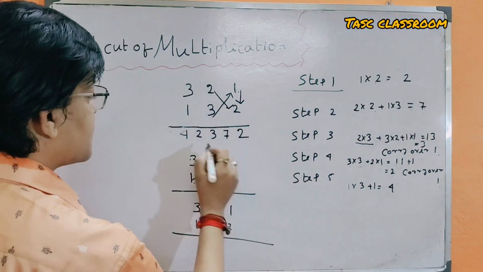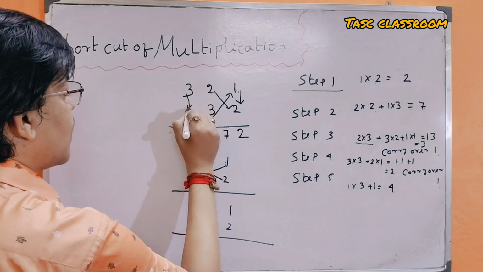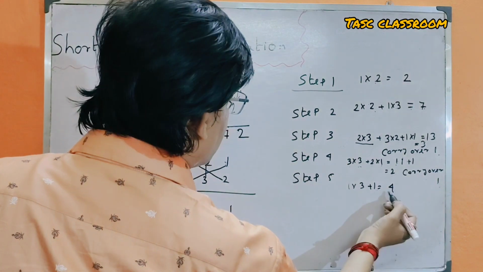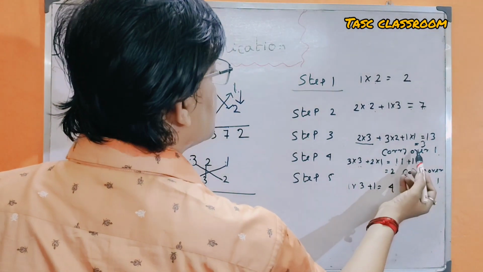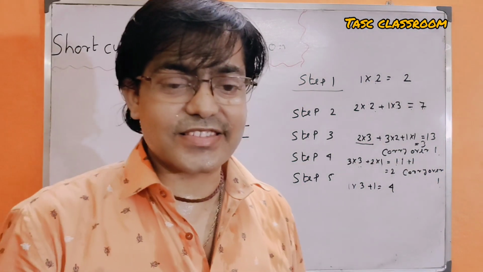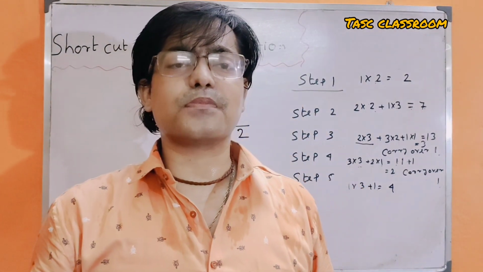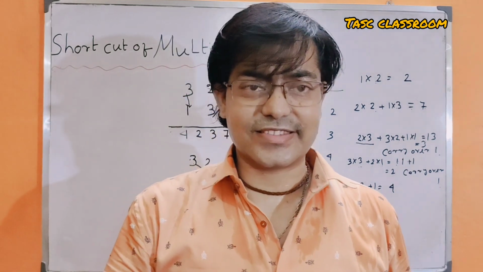Step 5. Just 3 is multiplied by 1 plus carry over 1, that is 4. Then the answer will be 42372. This process is very fruitful for students from nursery up to the higher class.